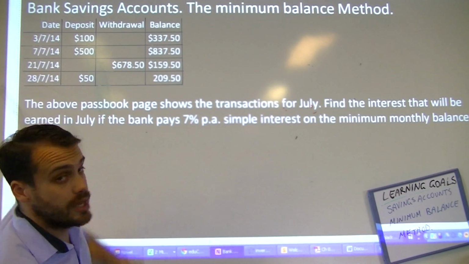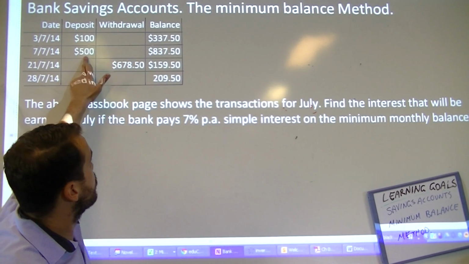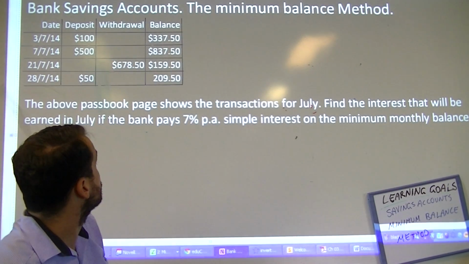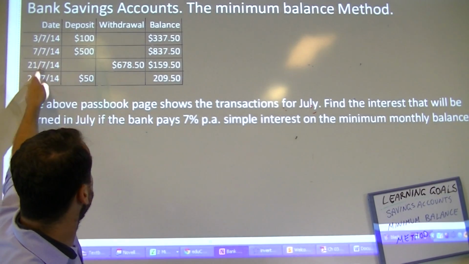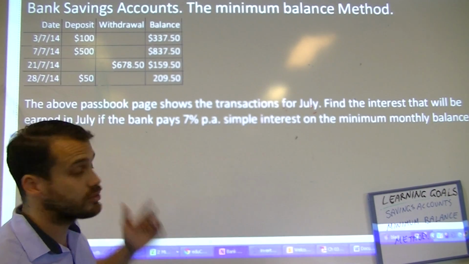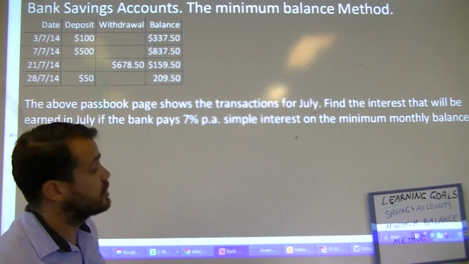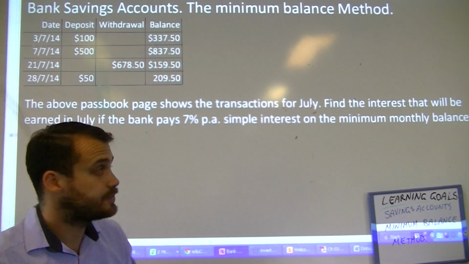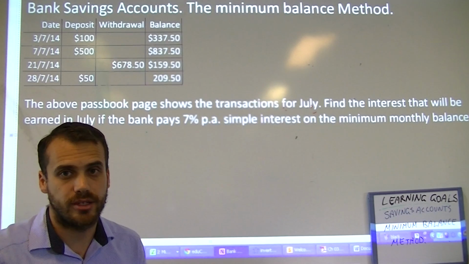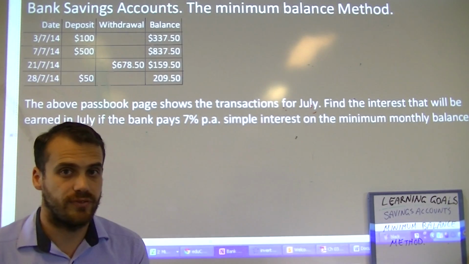Now on the 7th of the 7th, they made another deposit, maybe they got paid or something. They made another deposit of $500, which brought their balance to $837.50. Now you can see on the 21st of the 7th, they made a pretty big withdrawal of $678.50. Maybe they had to pay the rent. That brings their balance down to $159.50. Now on the 28th of the 7th, they made a deposit of $50, which brought their total balance up to $209.50.